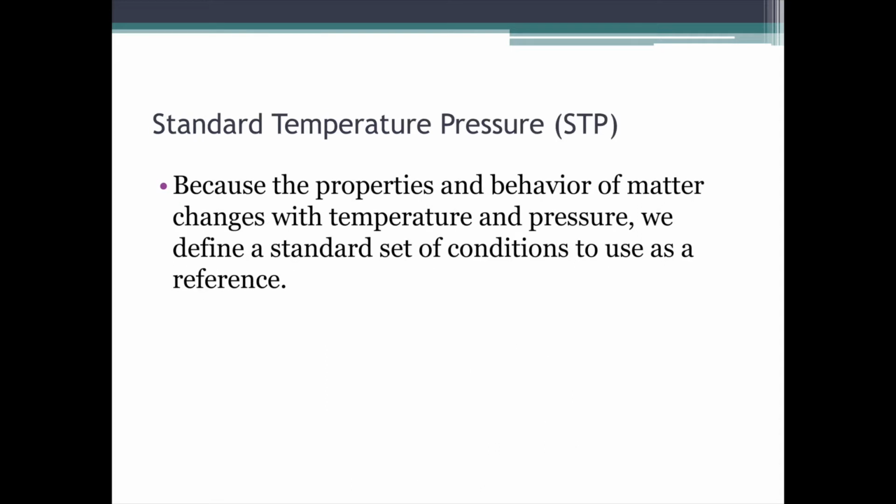Now, the properties and behavior of matter will change with temperature and pressure. So, scientists needed to define a standard set of conditions to use as a reference for all these different properties. So we call this standard temperature and pressure, or STP. So we have a standard temperature and a standard pressure. It is 1 atmosphere and 0 degrees Celsius.